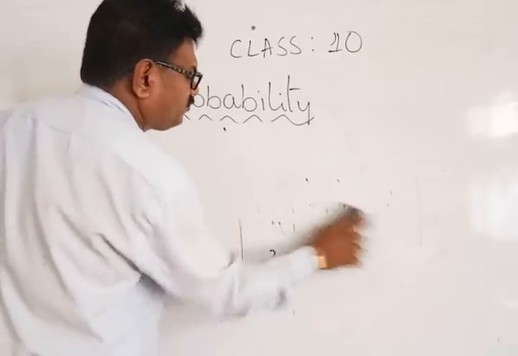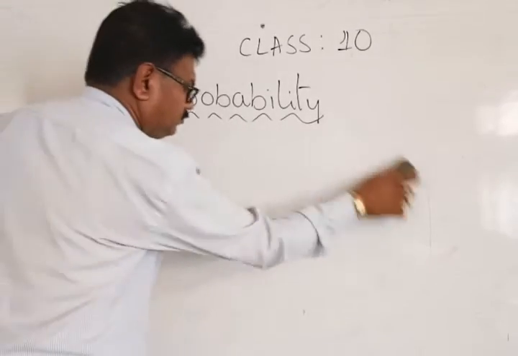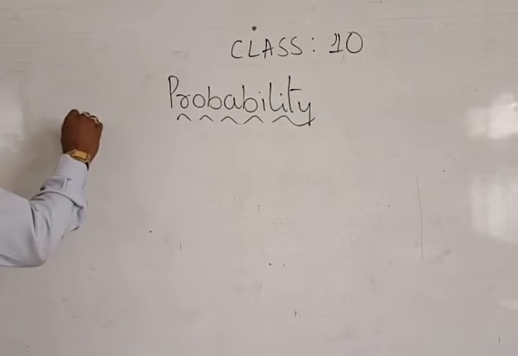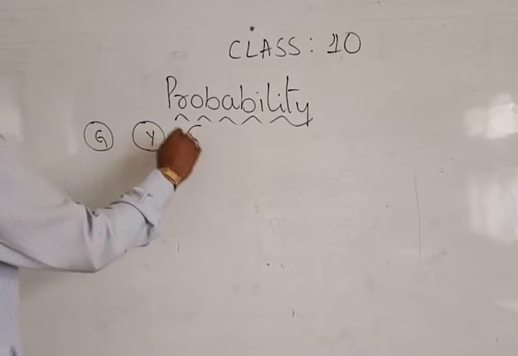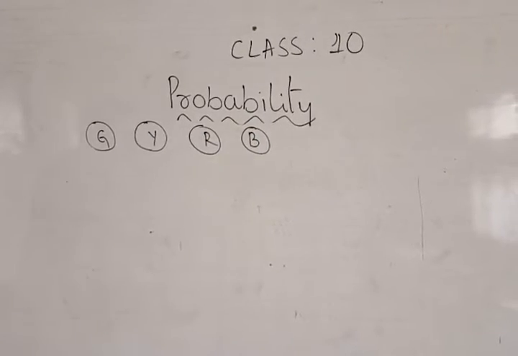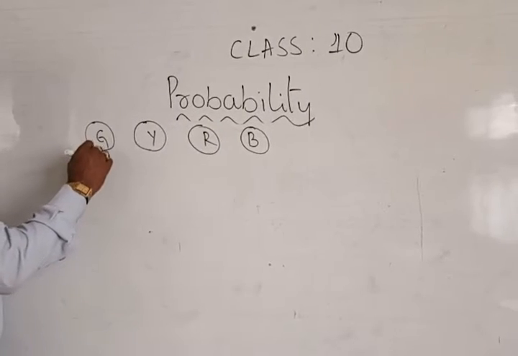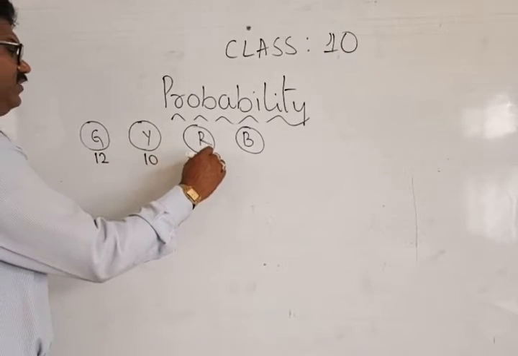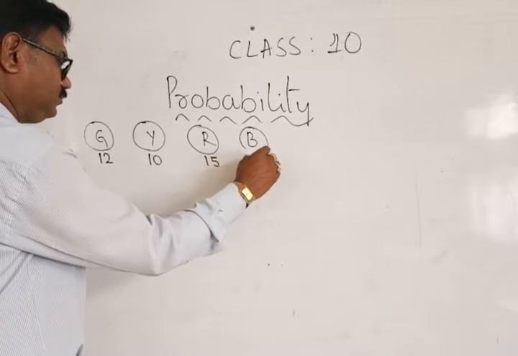Next we will see marbles. About the marbles, very simple. Here 4 kinds of marbles are there: green marbles, yellow marbles, red marbles and blue marbles. How many? Green is 12 marbles, yellow is 10 marbles, red is 15 marbles, and blue is 13 marbles.